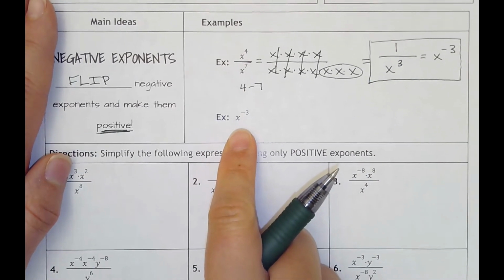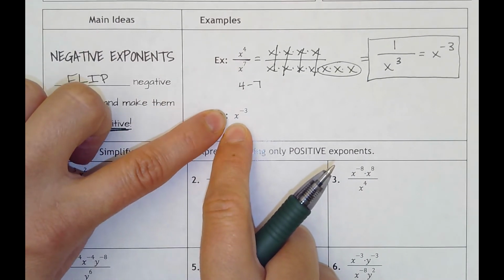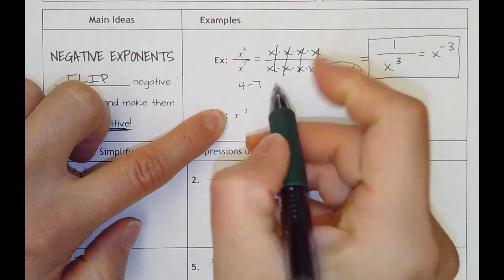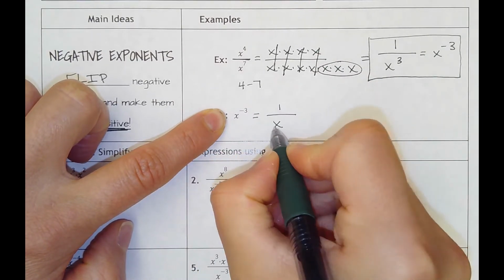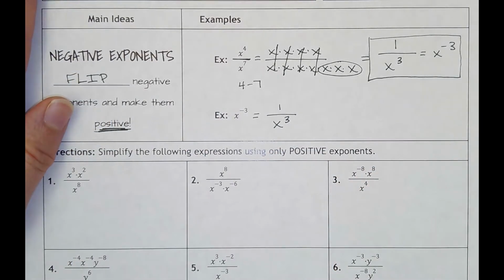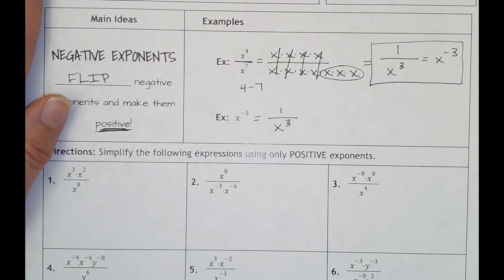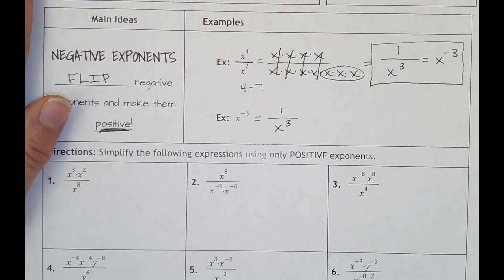So on this, I wanted you to see that you might be given something like this. You immediately need to know, I'm going to flip this or sink it to the bottom to be x to the positive 3rd power. And that's how you fix it, because they won't want you to have any of your answers with negative exponents in it.